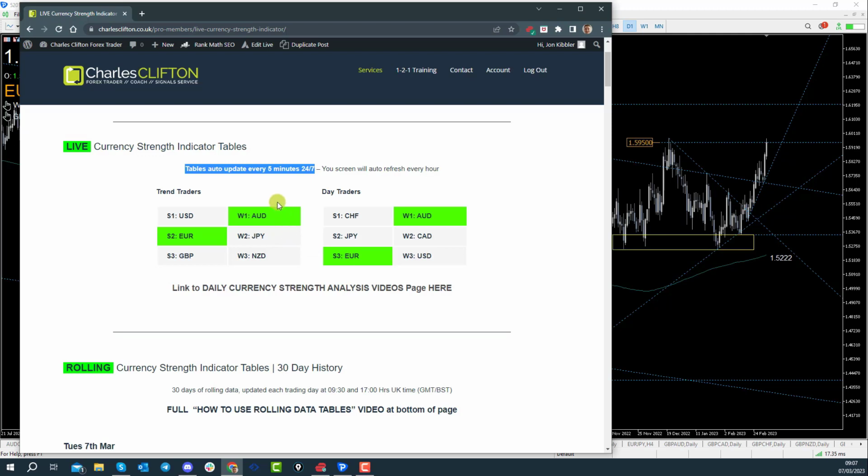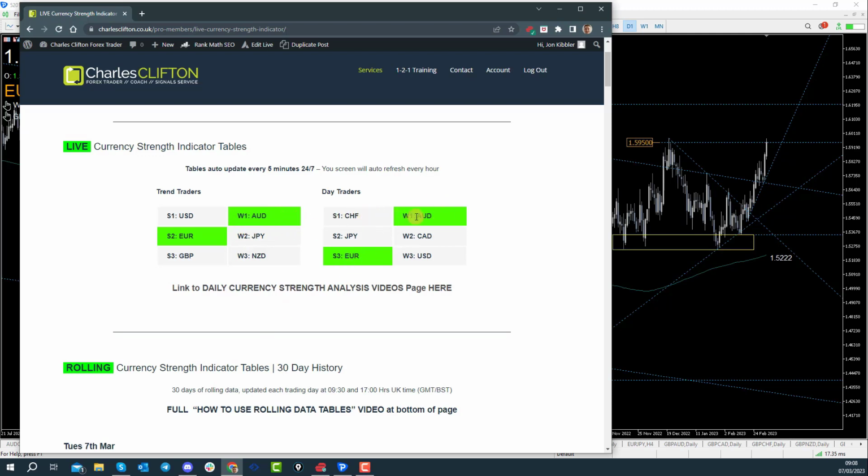So what are the tables showing us this morning? Well, it's showing us that the euro is the second strongest currency on the trend traders, but the third strongest currency on the day traders. The Australian dollar is the weakest on both tables as well. And the only highlighted pair really is EURAUD.